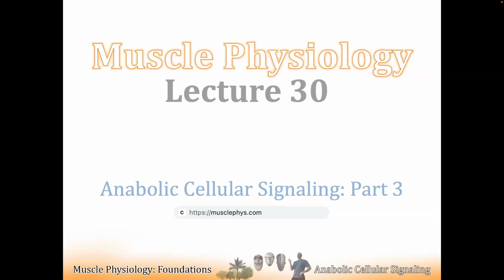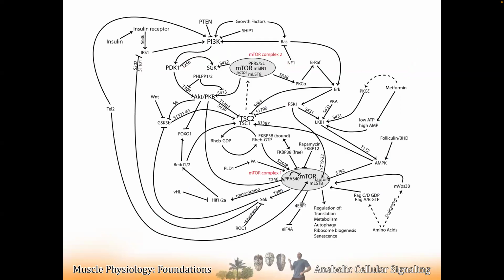This is lecture 30, anabolic signaling, part 3 of 7. And we're going to begin where we left off with the last lecture, some diagrams where it shows both the big picture and the small picture. So we see a lot of interactions, but they should be starting to make some sense. You should start to recognize a lot of what's going on here.